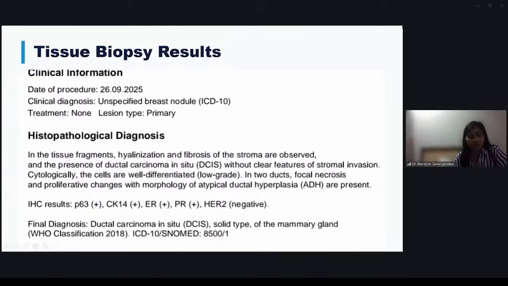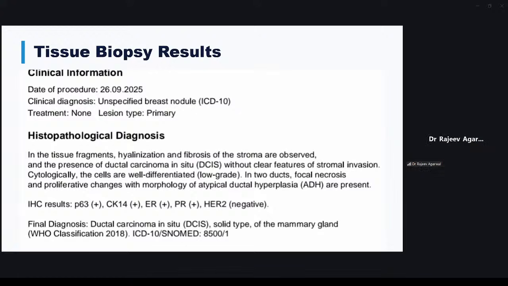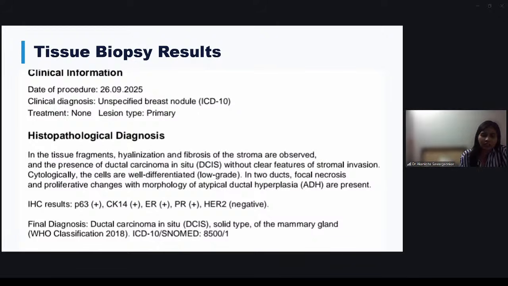This was her final true cut biopsy report from outside. It was suggestive of the presence of ductal carcinoma without clear features of stromal invasion. Cytologically, the cells are well differentiated, low grade. In 2 ducts, they have seen a focal necrosis and proliferative changes with morphology of atypical ductal hyperplasia present. Her IHC was P63 positive, CK14 positive, ER positive, PR positive, and HER2 negative. Final diagnosis was ductal carcinoma in situ, solid type of mammary gland.